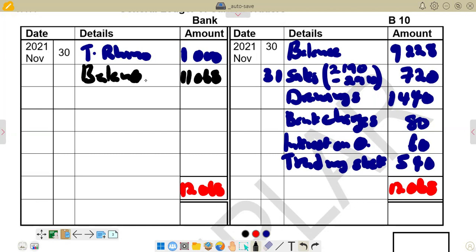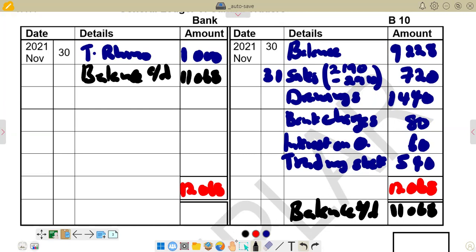Obviously, this is our balance c/d, which is going to come here as our balance b/d. So we put 11,068. This indicates a bank overdraft. Remember, this balance b/d is on the credit side, which means it's a credit balance on the bank account, which represents a bank overdraft. So it's an unfavorable bank balance.